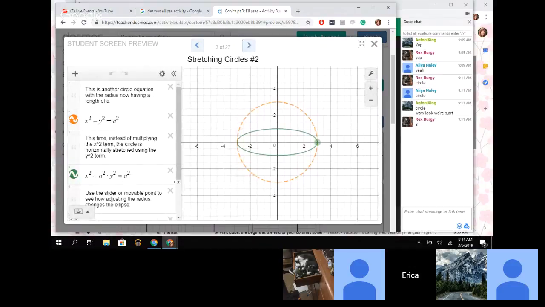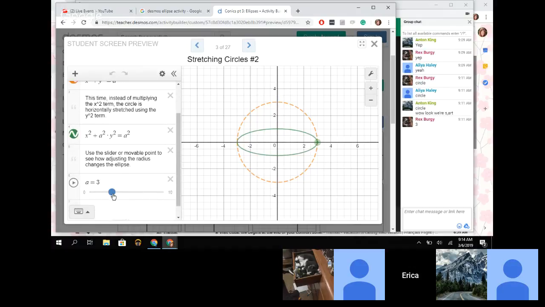Okay, and this shows the same thing if you multiply the y squared term, then your stretching goes in the other direction, right? If we made this a radius of 6.